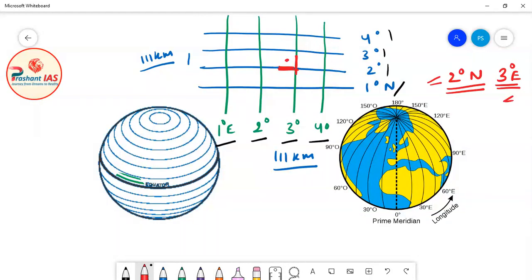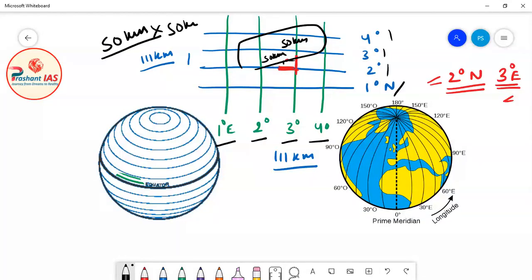Now friends, you can clearly see that the distance from exactly 2 degree north to this place can be approximately 50 kilometers. Similarly, the distance from 3 degree east to this place is also approximately 50 kilometers. Now what does it mean? It means that your friend does not know your exact location. Now your friend has to search for you in the area of 50 into 50 kilometers.